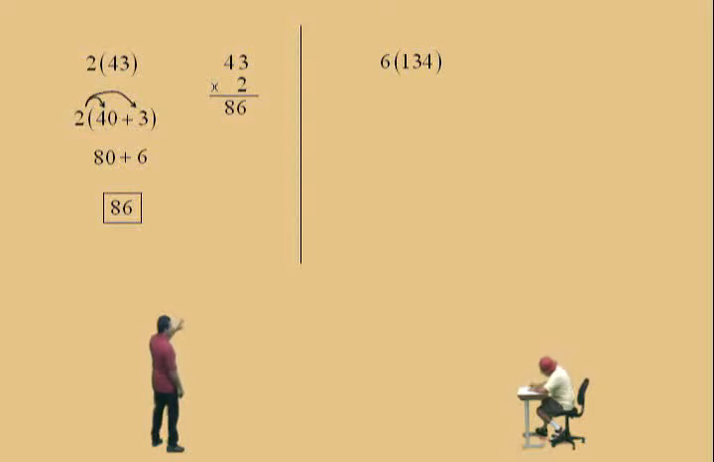Let's do 6 times 134. Don't get scared. What we're going to do is write 134 in expanded form. So in expanded form, Charlie, what's 134? 100 plus... That's right, 100 plus 30 plus 4. Okay, now apply the distributive property. What do we get, Charlie? What do we do first? 6 times 100. 6 times 100 is 600.